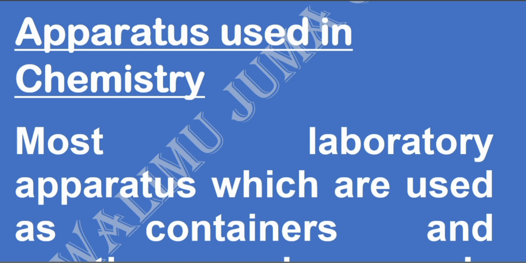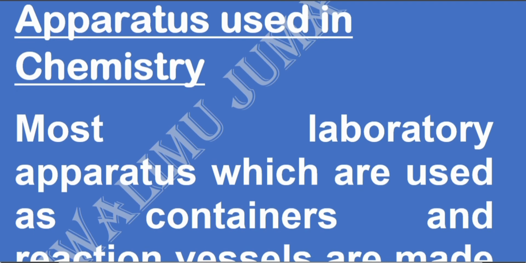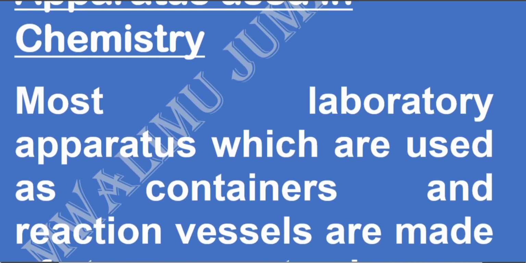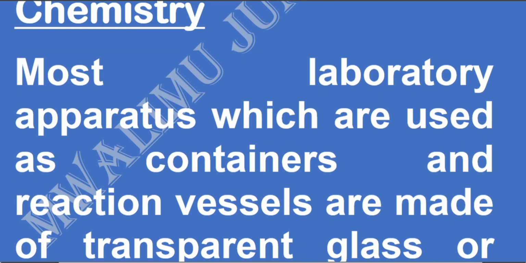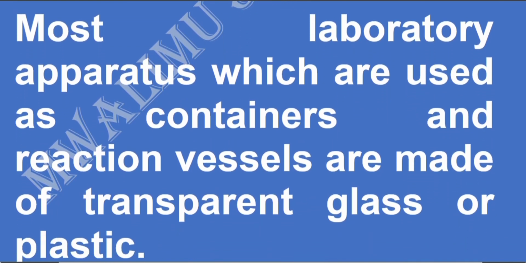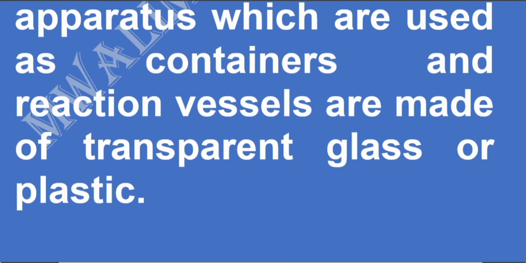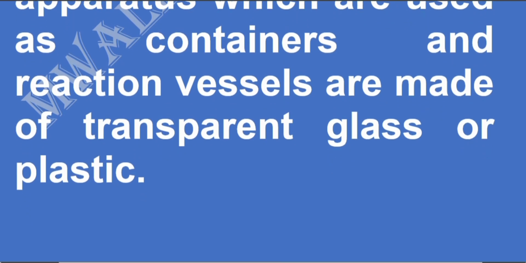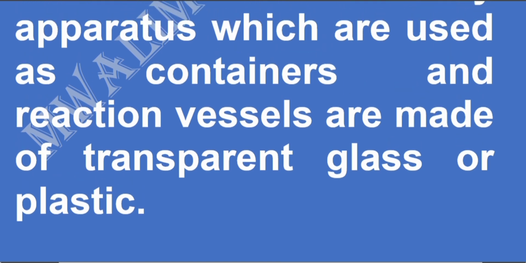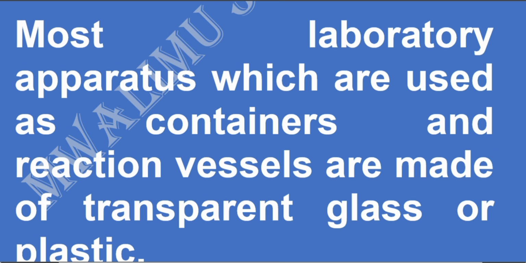So, most laboratory apparatus which are used are containers, and remember they are made of glass. So we have a reason as to why most of them are made of glass. Most laboratory apparatus which are used as containers and reaction vessels are made of transparent glass or plastic. So you'll find that most of the vessels or containers that we are using are made of glass or plastic.